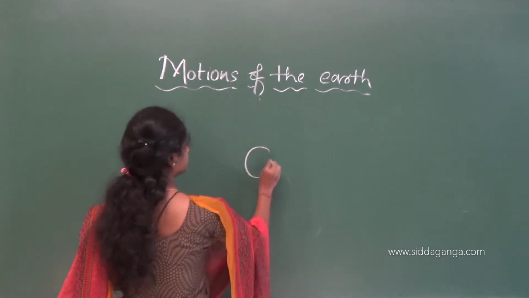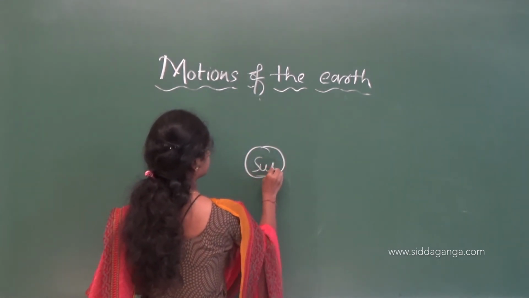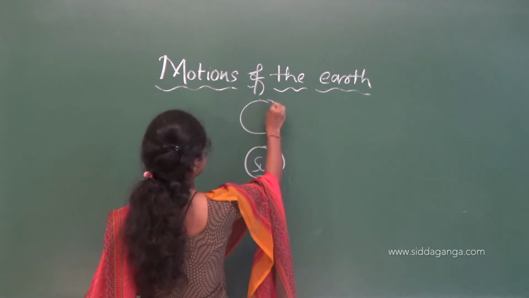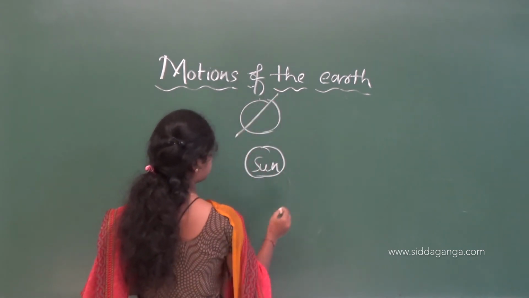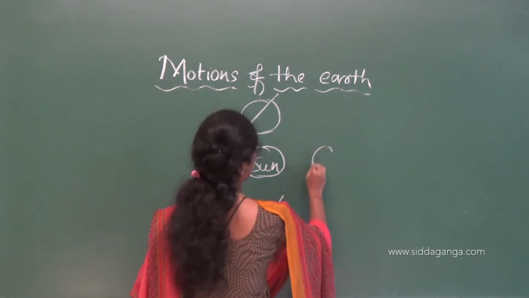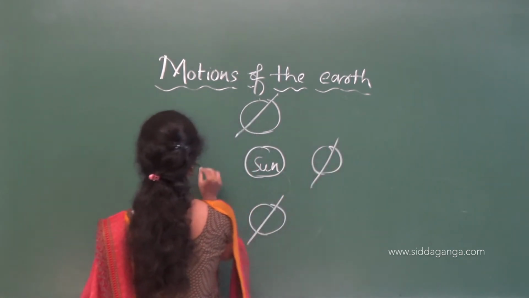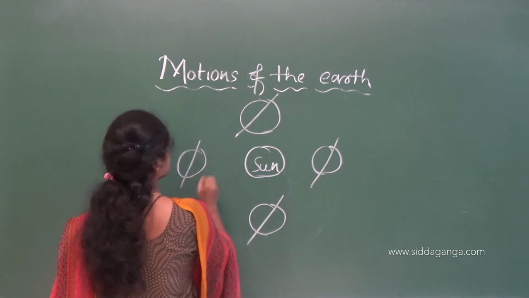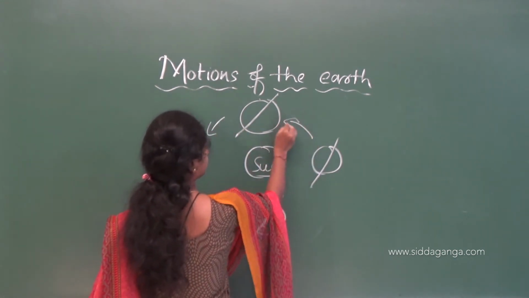So this is the sun, earth axis, earth axis, earth axis. So earth is moving like this.